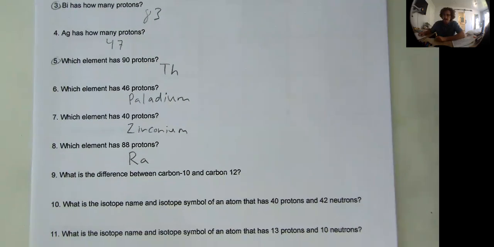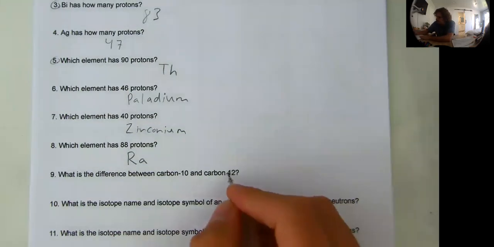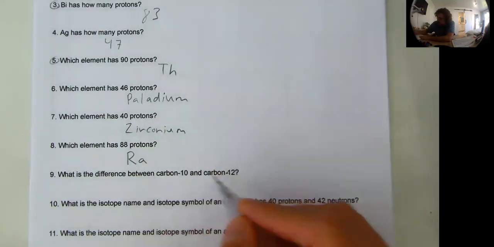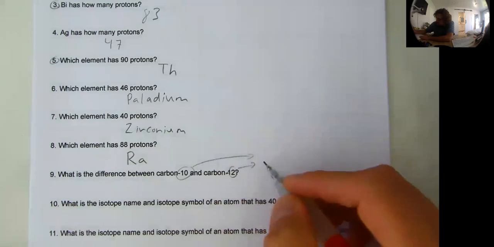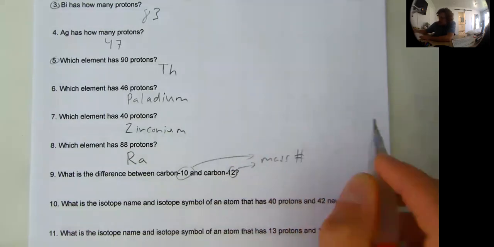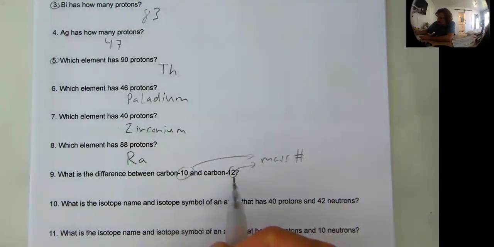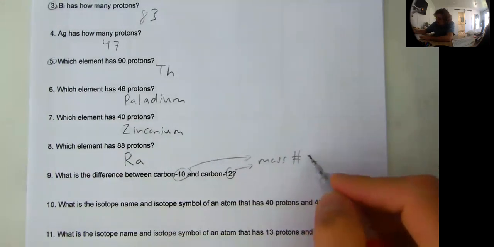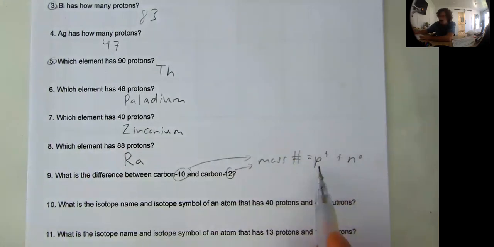Okay. So it says, what is the difference between carbon-10 and carbon-12? There should be a little dash right here. Well, when the element is written like this with a little number at the end, that number represents the mass number, the atomic mass number. So that just means carbon-10 has less mass than carbon-12. Well, why does it have less mass? It has less mass because we use this equation. The mass number equals the number of protons plus the number of neutrons.